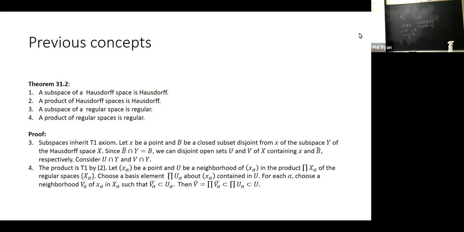Then, as we proved before, the closure of V is equal to the product of the closures of the individual neighborhoods, and that's contained within the basis element, and that's contained within U. So that works, of course. This whole thing works because we're in the product topology, and the closure of V is equal to the product of the closures in the product topology.